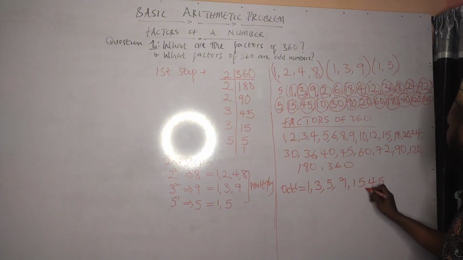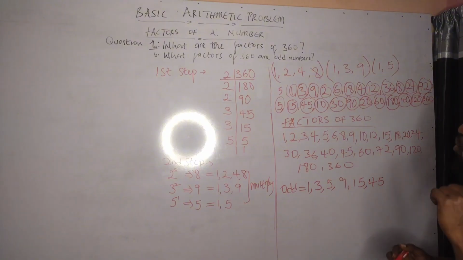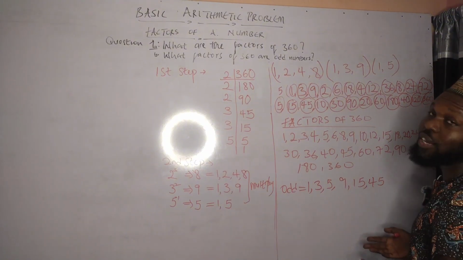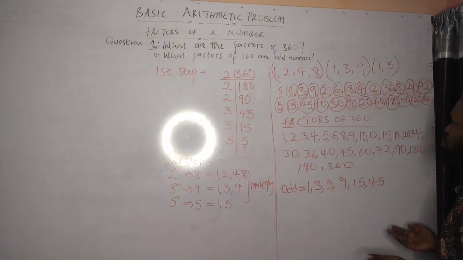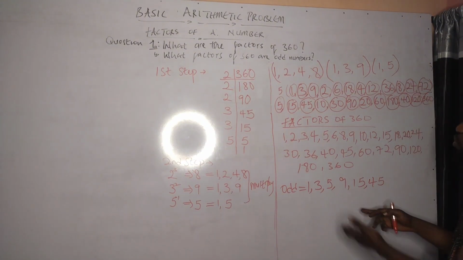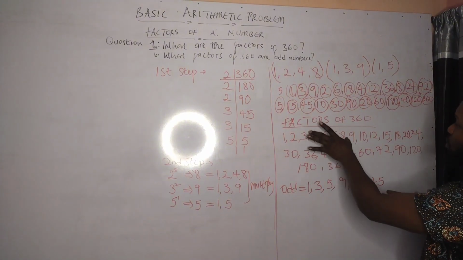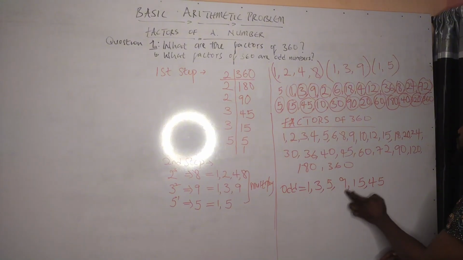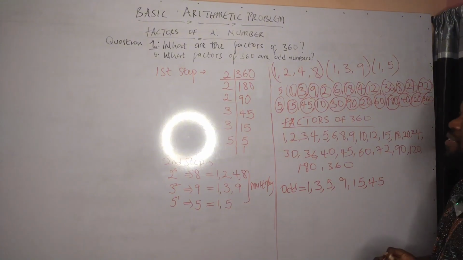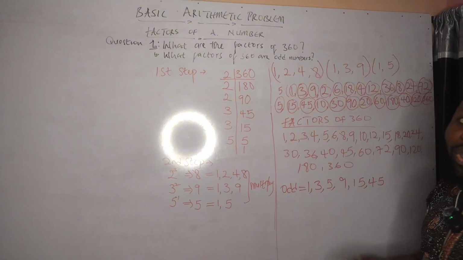45 is an odd number. Remember that I told you in our previous video that odd numbers are numbers that cannot be divided by 2, and which are 1, 3, 5. So all the odd numbers in these factors are these 1, 2, 3, 4, 5, 6, and that is the answer to the question.